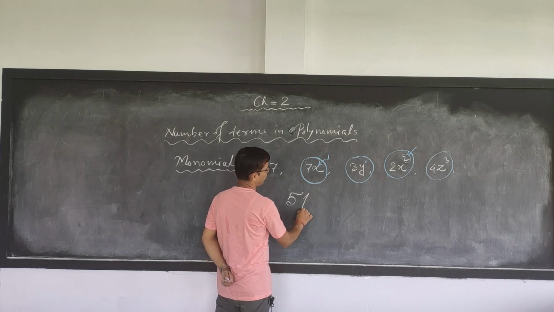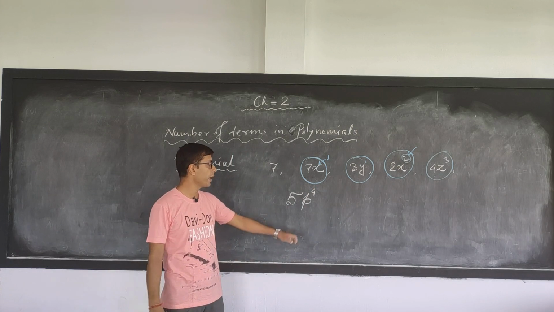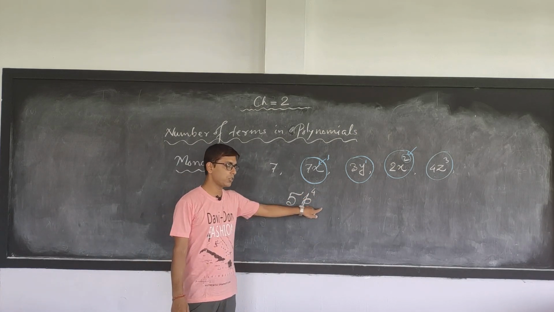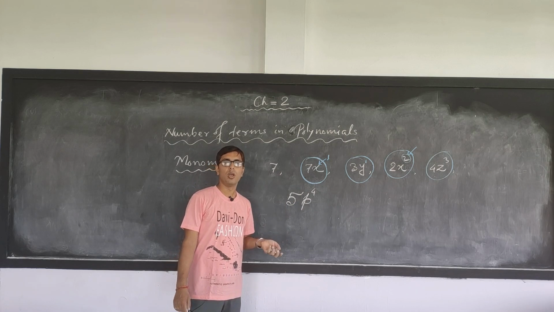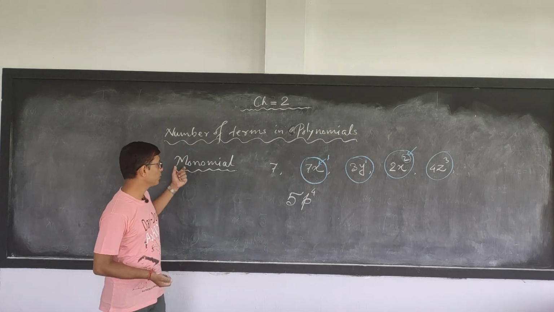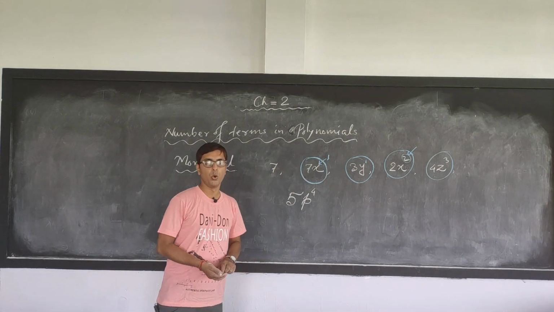Suppose 5p to the power 4. This is a biquadratic monomial. Biquadratic because the degree of this polynomial is 4. Monomial because there is only one term, that is 5p to the power 4. Alright, so monomial, hope you have understood the monomial. Monomials means those polynomials which have only one term are known as monomials.